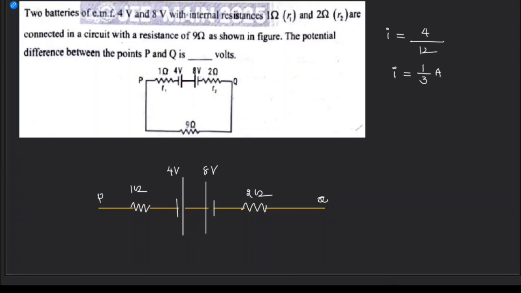Now the current will move like this, from the high voltage battery. The current is passing like this throughout the circuit. Clear? So if you say Vp minus Vq, look at this, from here to here: the voltage here is Vp, and by the time the current comes here the voltage drops, because current flows and the voltage drops.